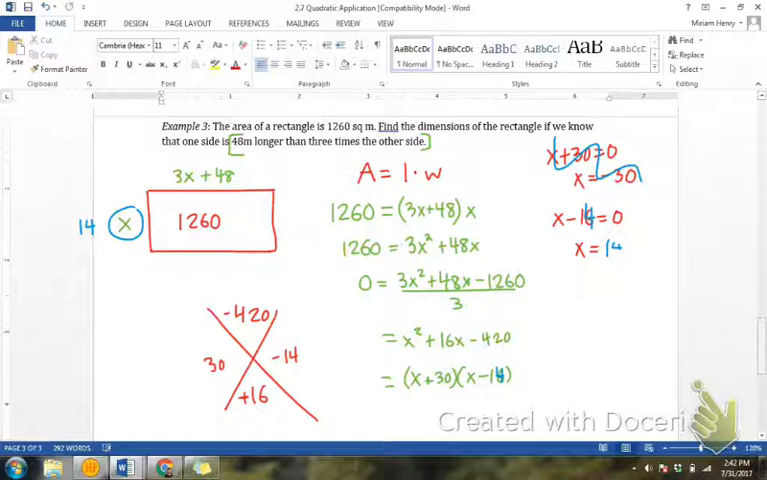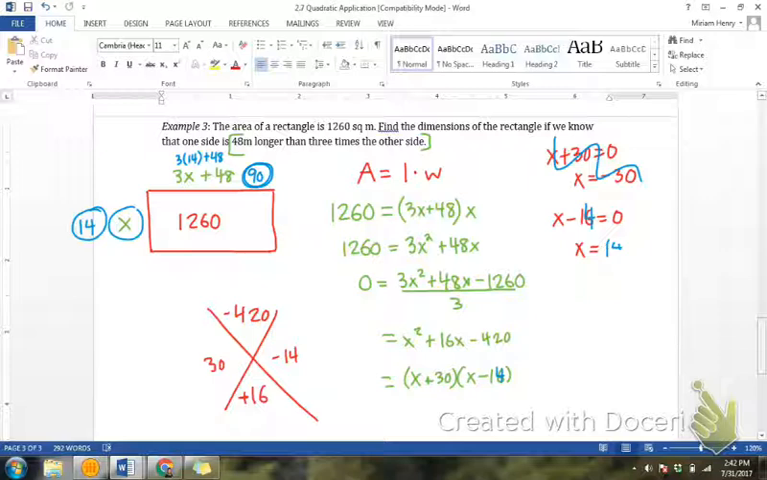So 3 times 14 plus 48. So we know that this side is 14 because we said x is 14. Now we're going to plug in the x value. 3 times 14 plus 48. Crystal says 90. Does anyone else agree that that's 90? Okay, someone double check that 90 times 14 is 1260. 90 times 14, is that 1260? Woo! Math comes out right.